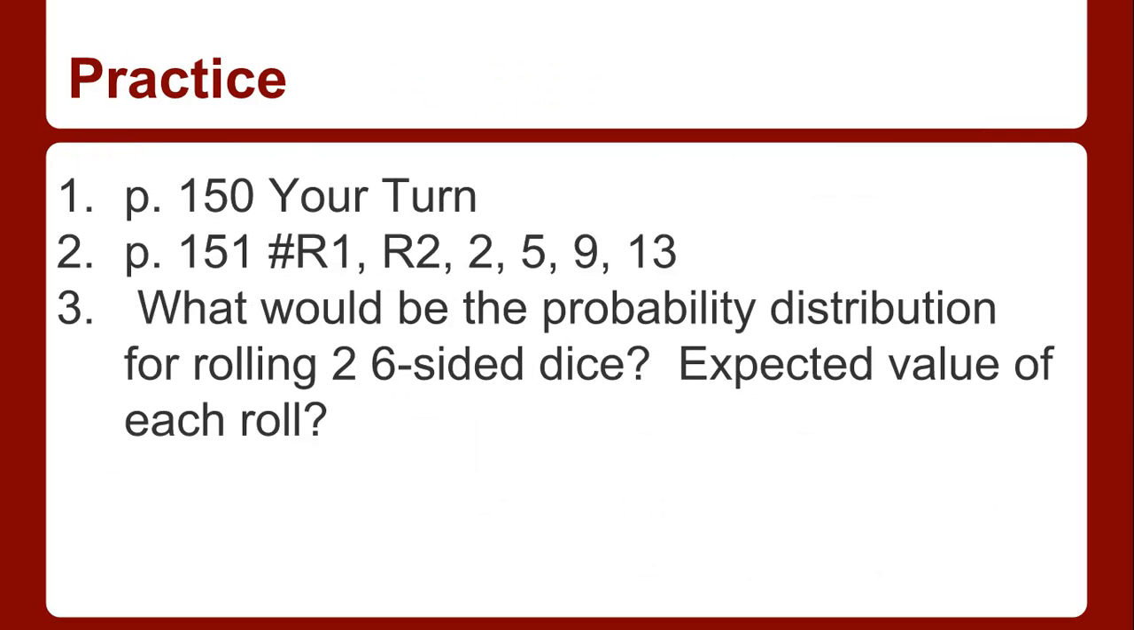Okay. So practice, we got some questions from the textbook. I wanted to talk about a 6-sided die. What would be the probability distribution for rolling 2 6-sided dice and the expected value of each roll? Certainly what I mean is the sum of the 2. You can make a table of values with the probability like we did in the first unit. So we've got the number of ways to roll a 2, 3, 4, and then all the way to 12. There's no way to roll 1.